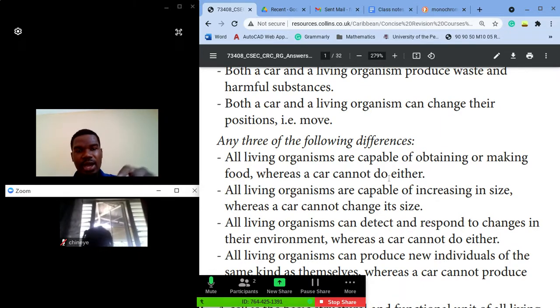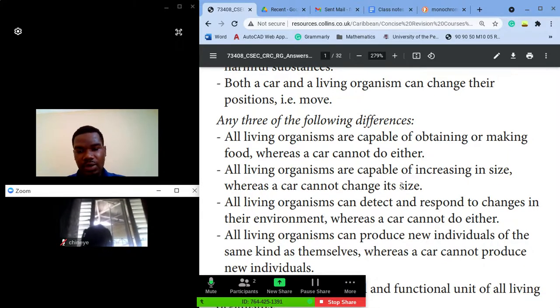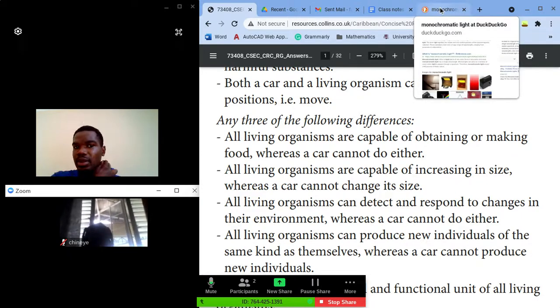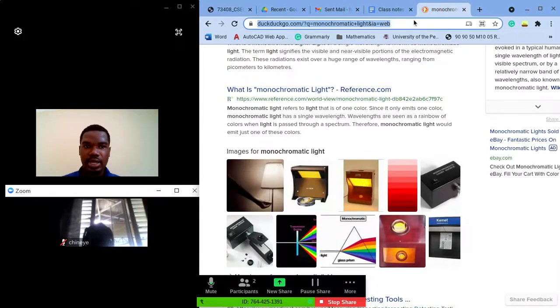If you buy a car today, does that mean it's going to grow in size two years from now? No, it will remain that same size. Exactly. Third one, all living organisms can detect and respond to changes in their environment. And I'm going to give you an example of a living organism that can do that. Chameleon.